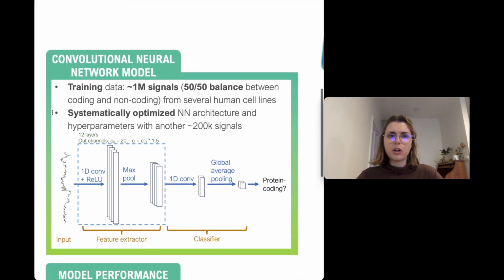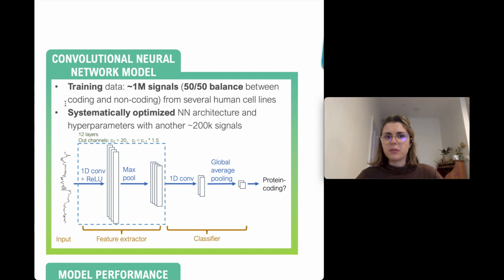So we've used a convolutional neural network model which was trained with around 1 million signals from a variety of human cell lines. So we systematically optimized the neural network architecture and its hyperparameters with a held-out validation set and ended up with this network here. So for more details of how we developed this model and what other types of convolutional neural network architectures we tried, have a look at my long talk in the iRNA track.